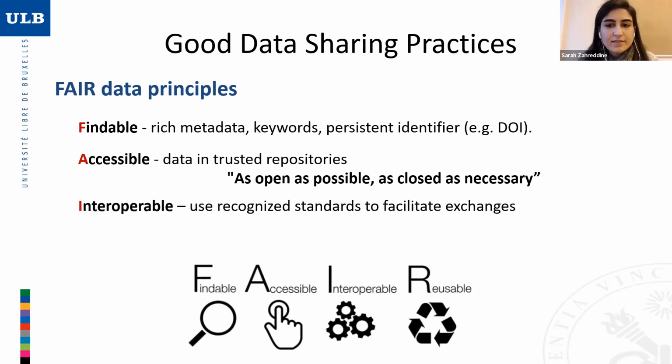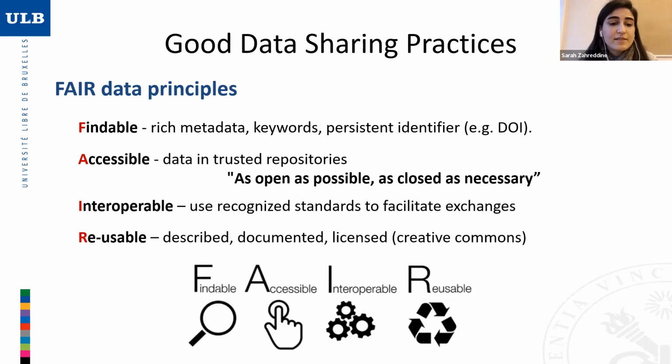Interoperable means that the data should use recognized standards to facilitate data exchanges and combinations, and should also include references to other relevant data. And to make data reusable, it should be sufficiently described and documented in accordance with community standards. So including information about how, why, by whom, and when the data were created, and clearly licensed, so secondary users can know what they can and cannot do with your data.